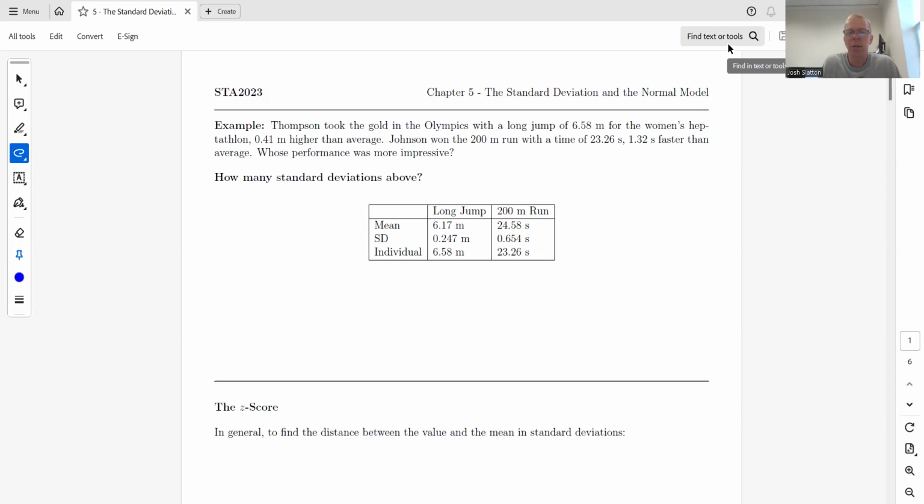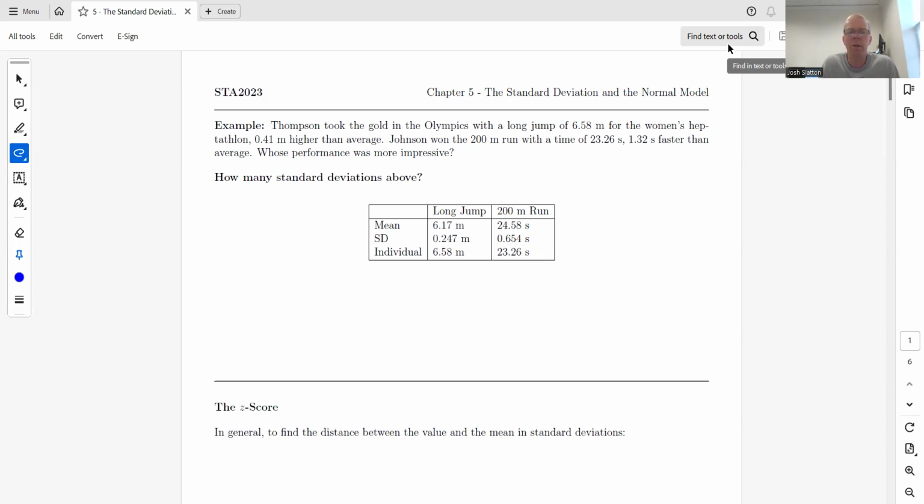So what we're going to talk about in this chapter, in the beginning at least, is how to compare two quantitative variables. Like, how can we put two quantitative variables on the same scale, basically? In this example, Thompson took the gold in the Olympics with a long jump of 6.58 meters for the women's heptathlon, 0.41 meters higher than average. So that's a good jump. Johnson won the 200-meter run with a time of 23.26 seconds, 1.32 seconds faster than average. So that is also good. If you're in a run, you want to be faster than the average. So whose performance was more impressive?